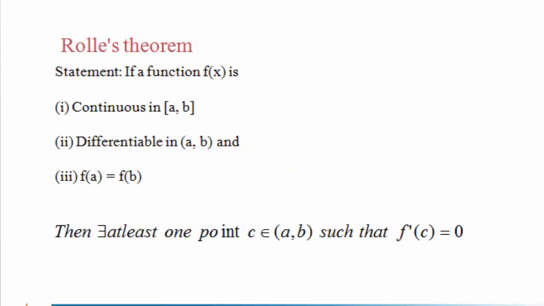Let us start Rolle's theorem. First we go through the statement. If the function f of x is continuous in closed interval [a, b], differentiable in open interval (a, b), and third condition is f of a equals f of b, if all these three conditions are satisfied, then there exists at least one point c in the interval (a, b) such that its derivative is 0.